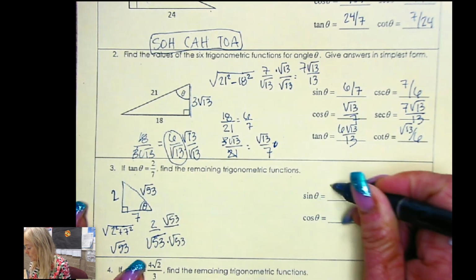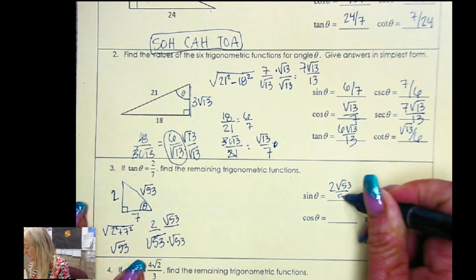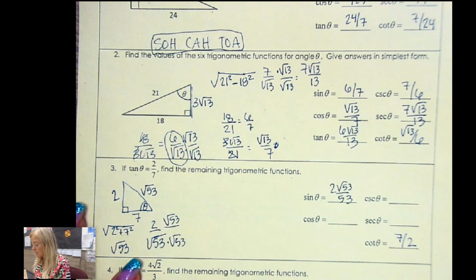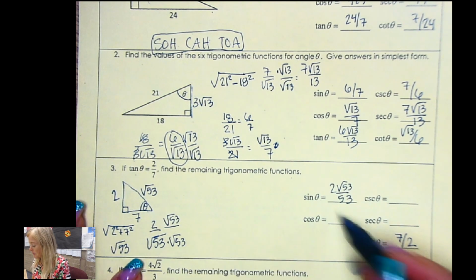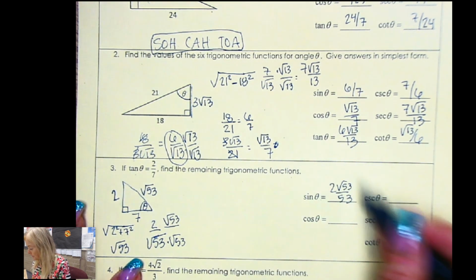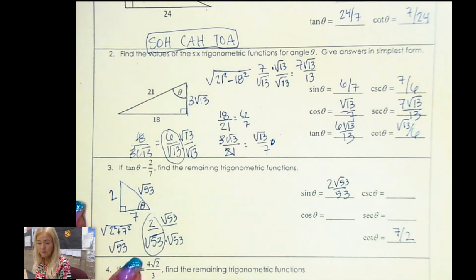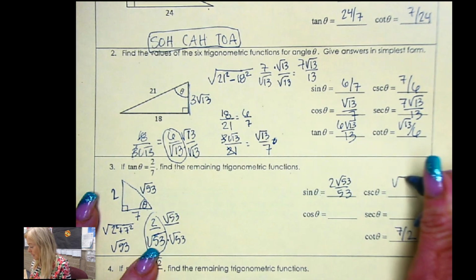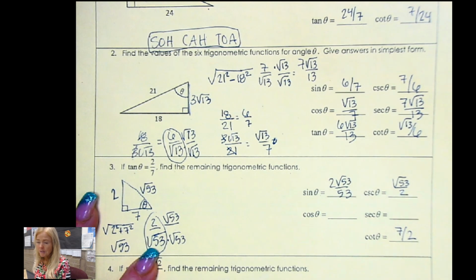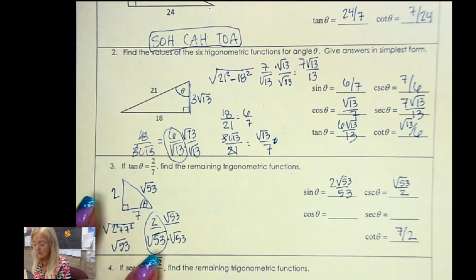So we get 2 radical 53 over 53 for sine. Now the cosecant is flipped, but since it's been rationalized, we don't want to flip it. We want to flip it at this stage before the rationalization, which is radical 53 over 2. And that takes care of all the radicals, everything on the denominator.